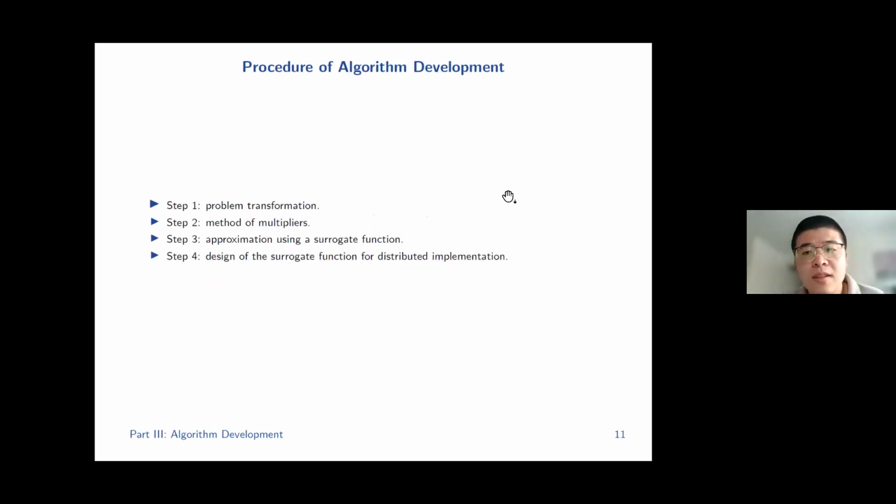Okay, the development procedure of the algorithm includes 4 steps. We first make a problem transformation, and then use the method of multipliers to solve the resulting problem. However, the method of multipliers cannot be implemented in a distributed way over the networks. To solve this issue, we approximate the method of multipliers using a surrogate function, and then design the surrogate function properly for distributed implementation.